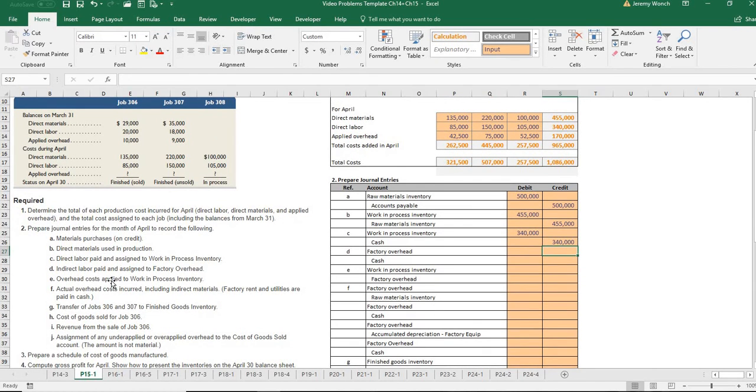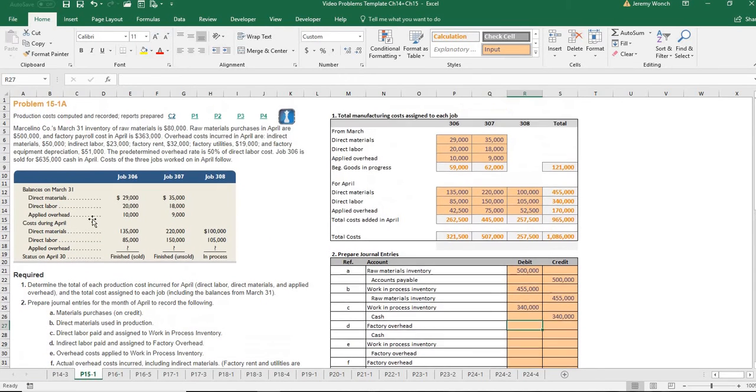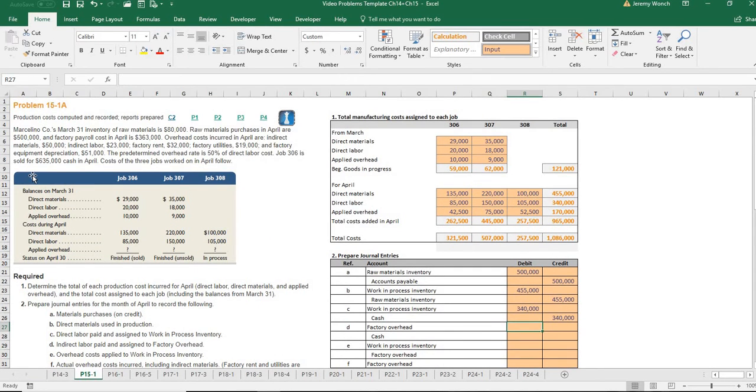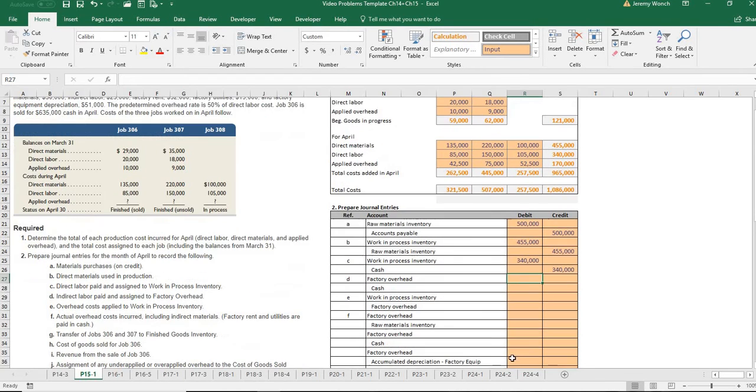So the indirect labor paid and assigned to factory overhead. This is what we're filling up our bucket with. So we actually paid out the indirect labor assigned to factory, and we have to figure out how much that is. So indirect labor, $23,000, is going to be right here. We paid salaries, so we're going to put that into our overhead account, and we'll apply it later to our job.